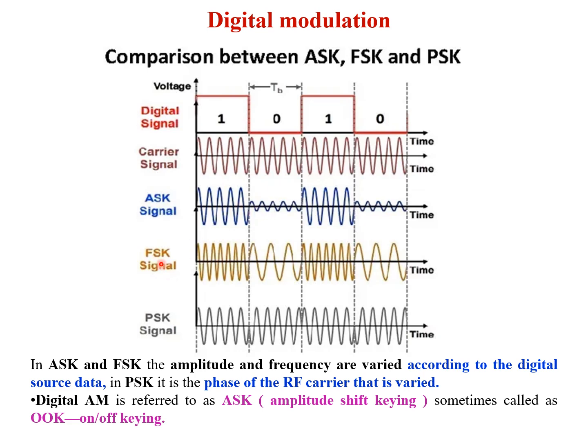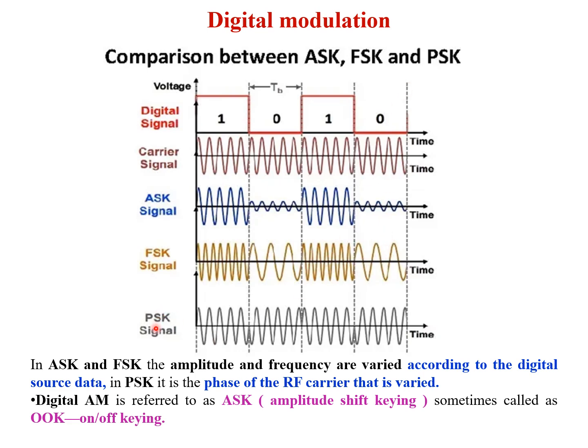In FSK, that is frequency shift keying, this is a digital version of FM. Binary 1 is represented by a high frequency signal, and binary 0 is represented by a low frequency signal.